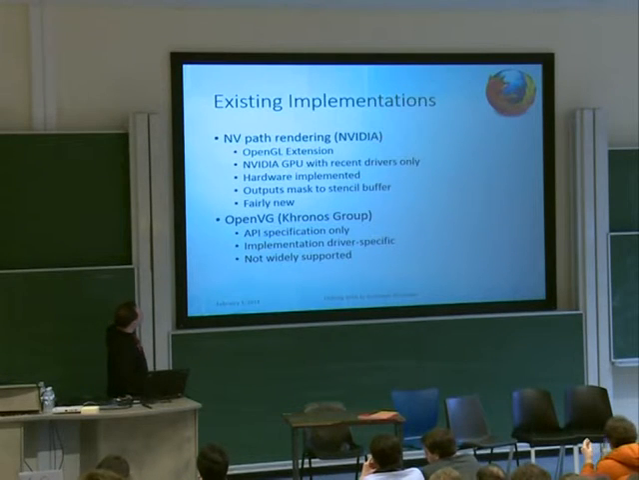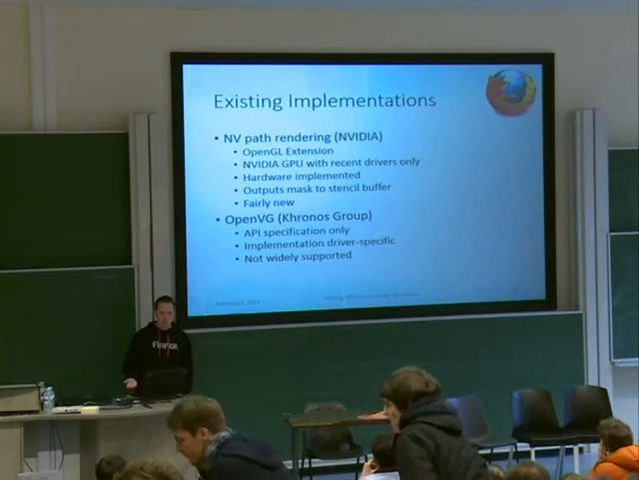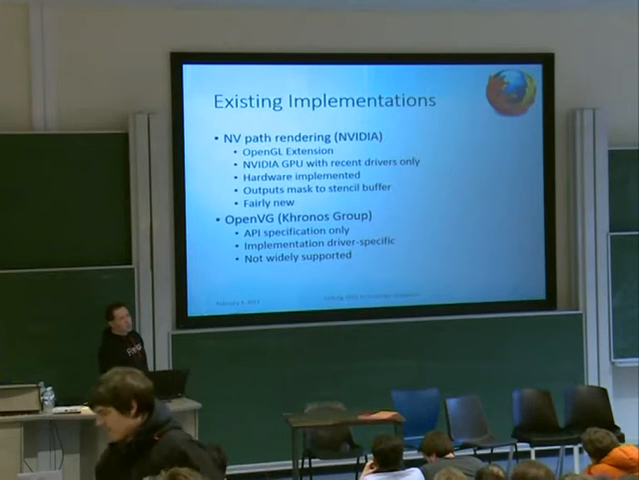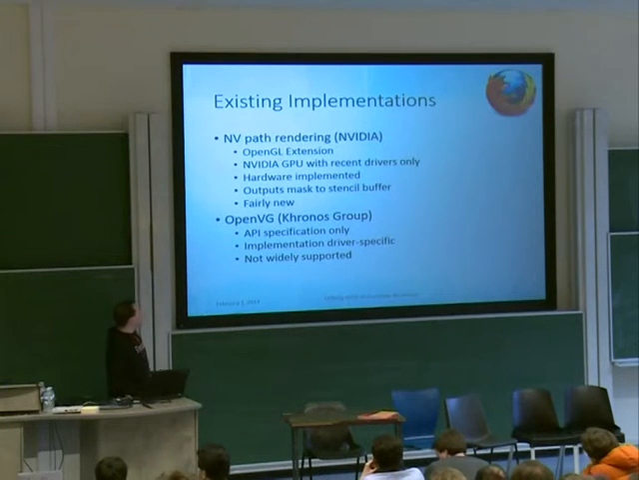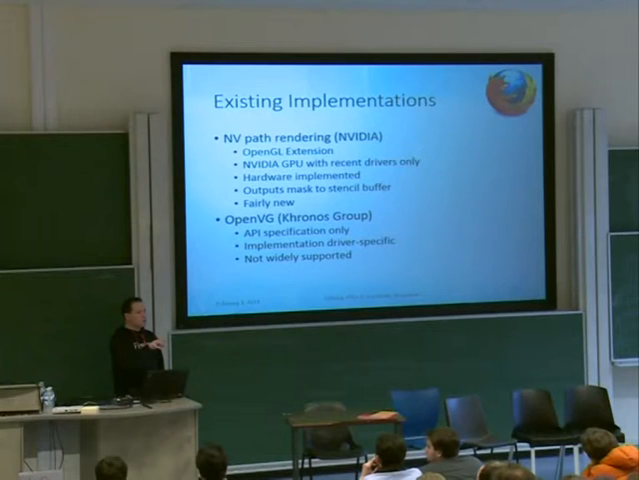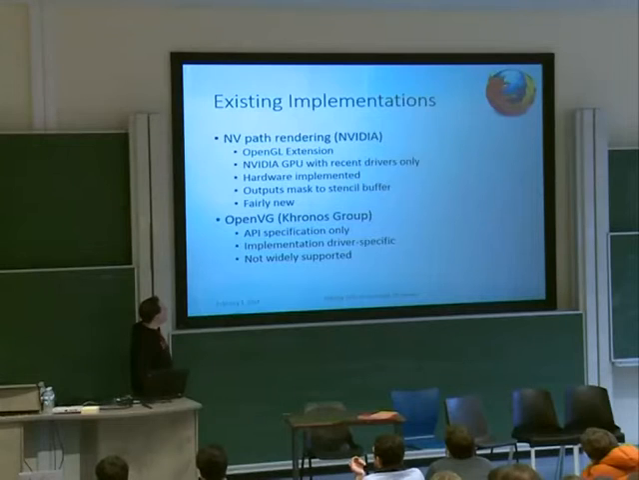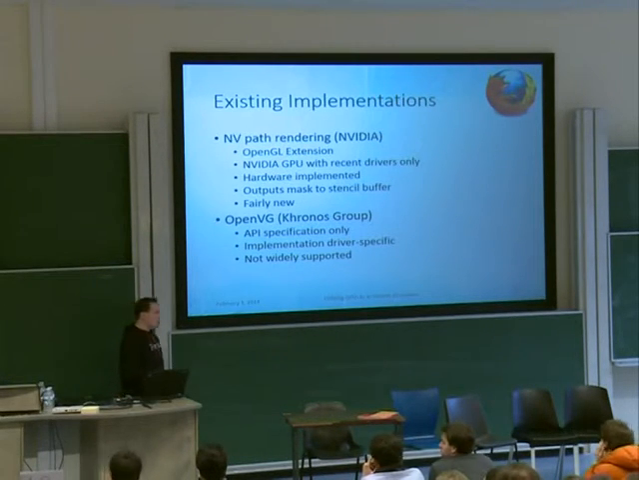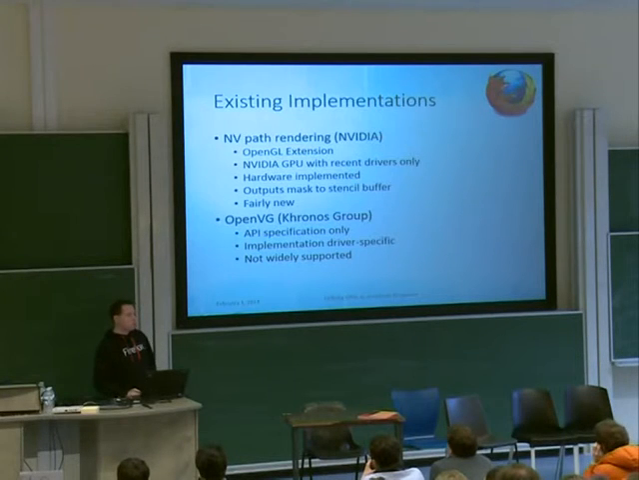And then there's two direct hardware implementations I'd like to mention. First of all, there's NV path rendering, which is an extension by NVIDIA. It requires an NVIDIA GPU, a recent one, with recent drivers. It's completely implemented in hardware. It's basically an OpenGL extension to rasterize a 2D mask to your stencil buffer. And then you just draw the outlying triangle. It's fairly new, not widely used, not widely tested. We've worked with NVIDIA engineers on it. It shows some potential, but also has a couple of issues. We'll see where that goes.